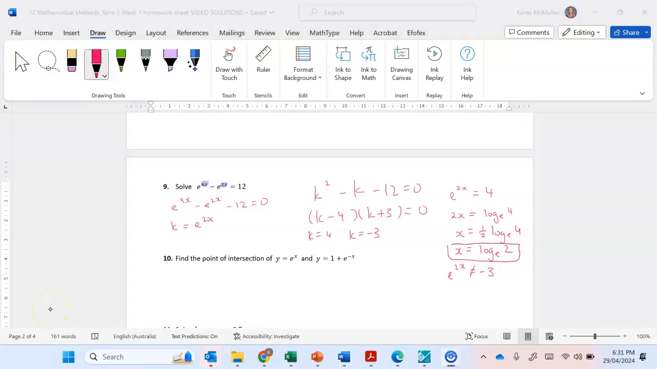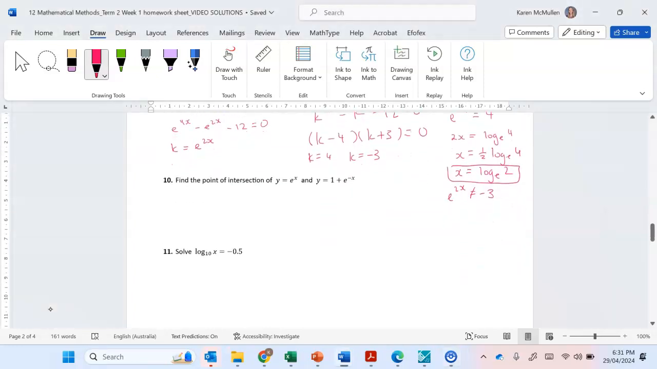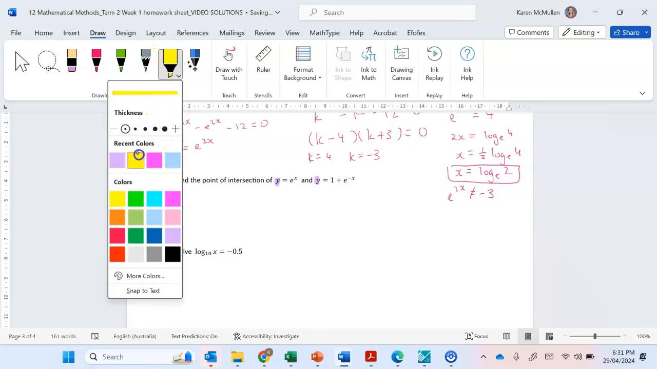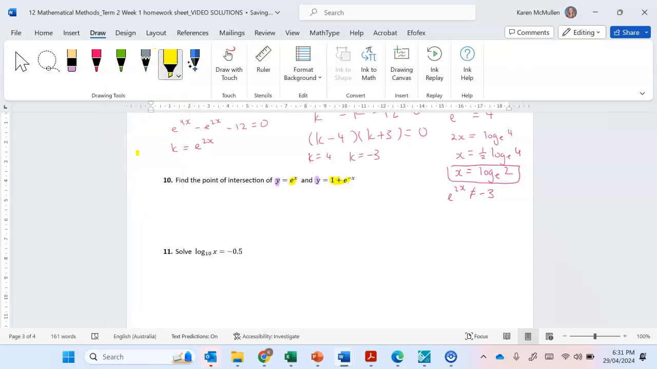All right, heading on to question 10. Find the point of intersection of y equals e to the power of x and y equals 1 plus e to the negative x. If the left-hand sides are equal to each other, so obviously y equals y, then our right-hand sides are equal to each other. So let's let e to the power of x equal 1 plus e to the negative x.